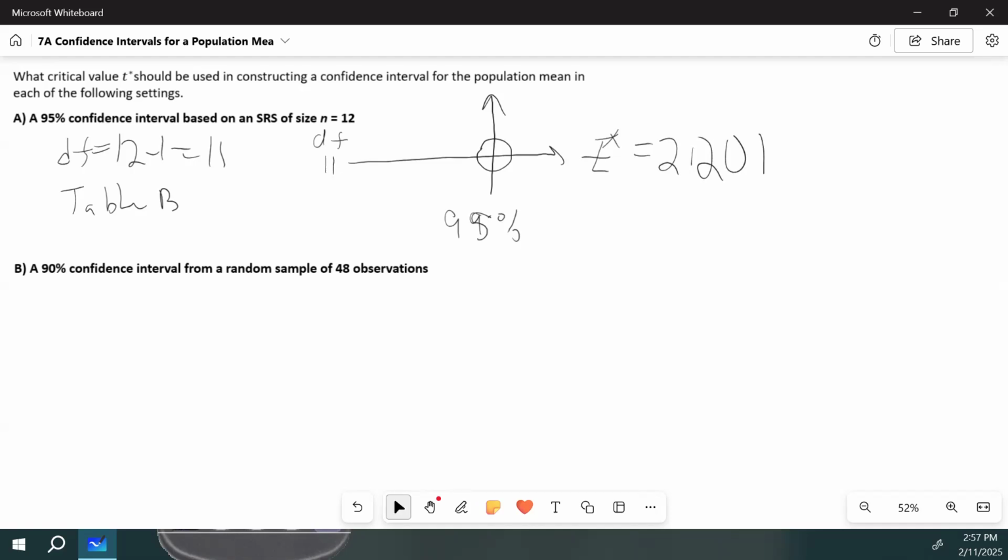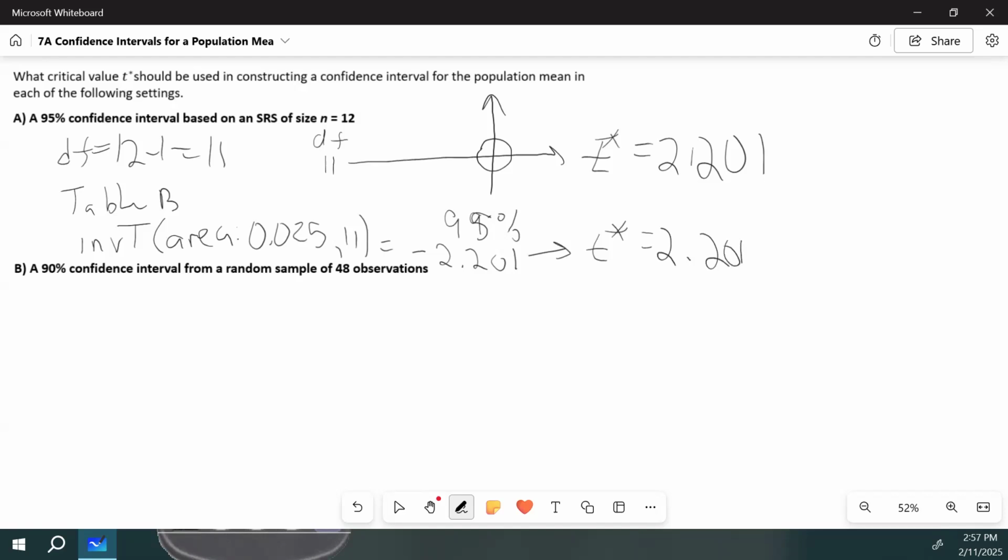If you use technology, you're going to have inverse T with an area of 0.025. Because remember, if you have a 95% confidence interval, that means there's 5% split in half over each tail. So you do the area of one tail, 0.025, and then your degrees of freedom gives you 11. So that's going to give you negative 2.201. So that's going to result in a T star critical value of 2.201.